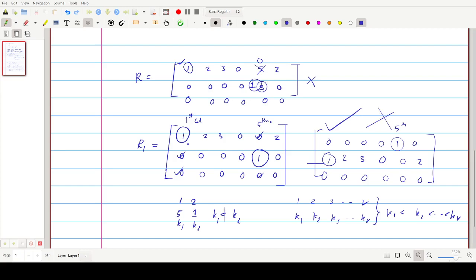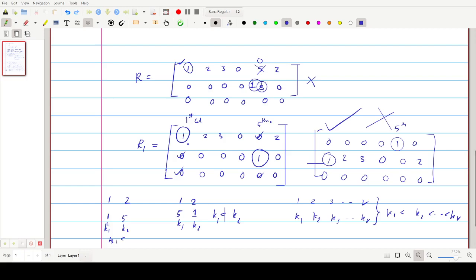But in this case we again have 2 non-zero rows, and the leading entry of the first row comes in the first column, so k1 is 1, this is the suffix of the column. In the second row the leading entry comes in the fifth column, so we put k2 as 5 here. Now we have k1 less than k2. So this matrix is an example of a row reduced echelon matrix.